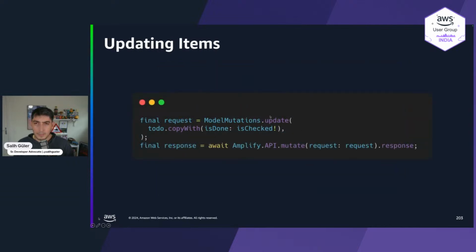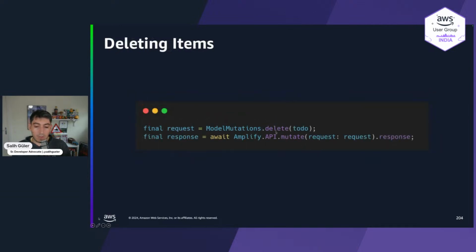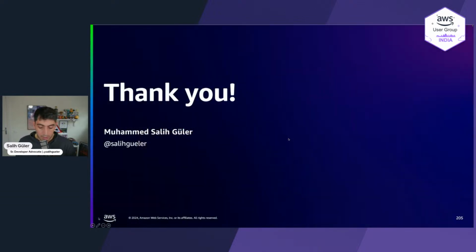You can also update it like you would normally do. It is really self-explanatory. You will call the mutations.update and bring in the updated object and call the mutate call. Same for delete as well. If you want to delete, you will just delete it through what you will call out of the mutation as well. All right.